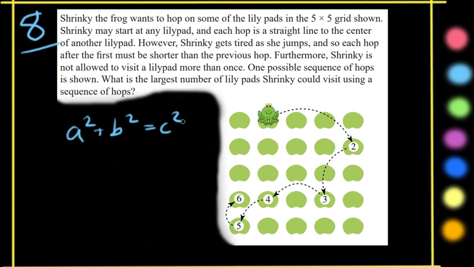So maybe what we could do is just make a list of all the possible c squareds. And a nice way to do it would be to say, okay, if I start at a corner, I'll be able to go all those different distances, right? Including the very longest distance, which is from corner to corner. So what is that? Maybe we'll start with that one.